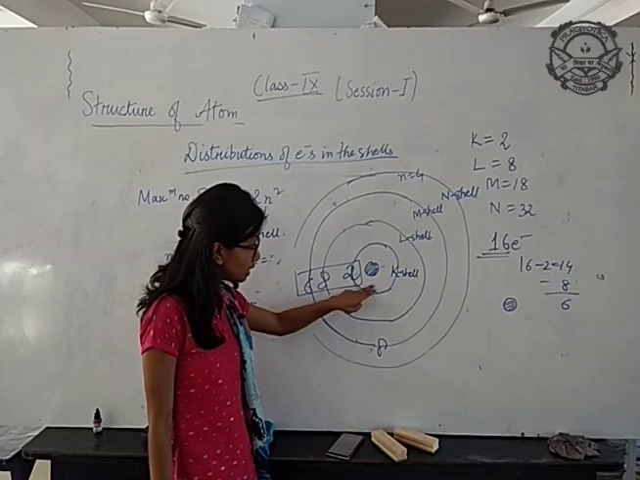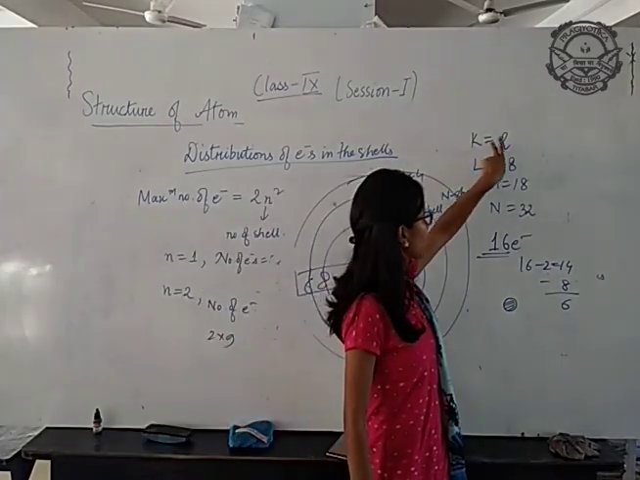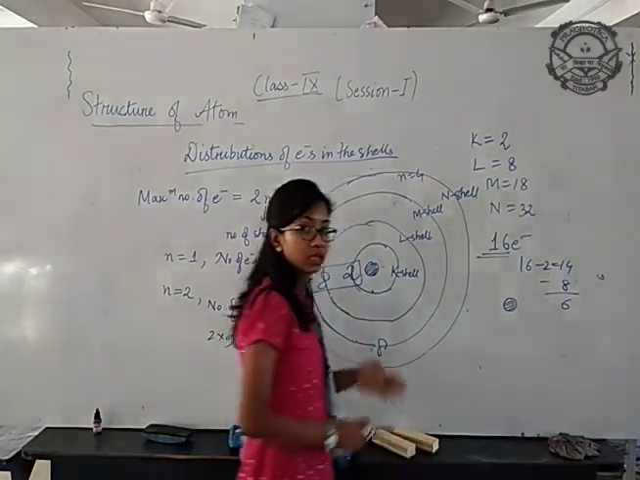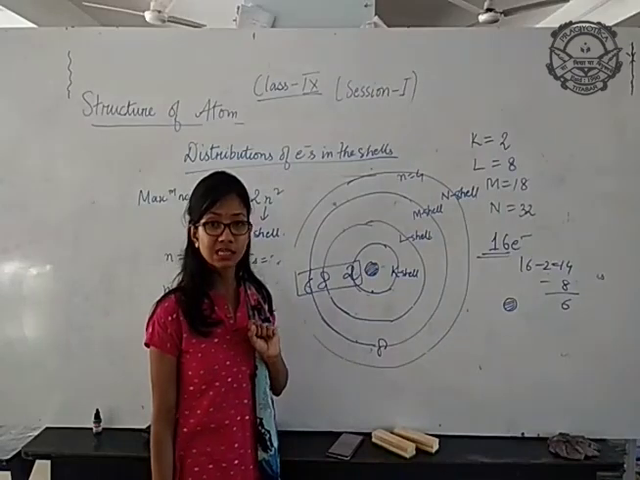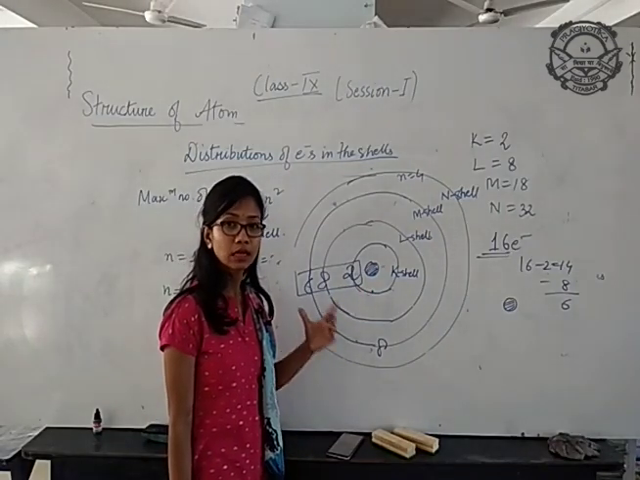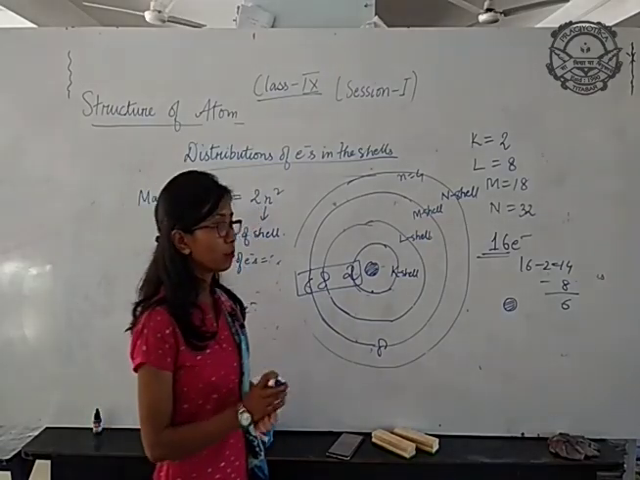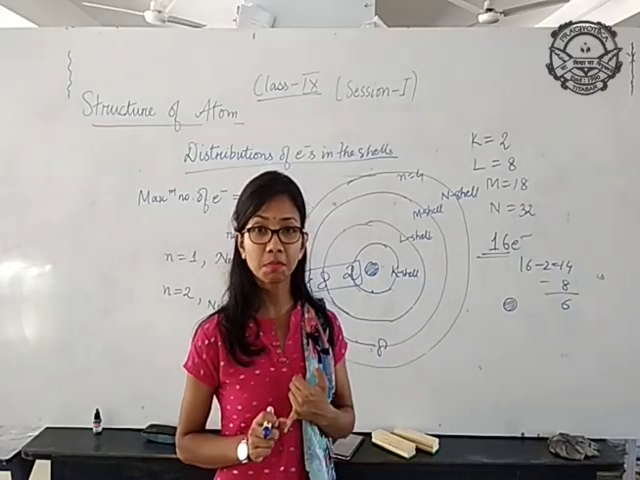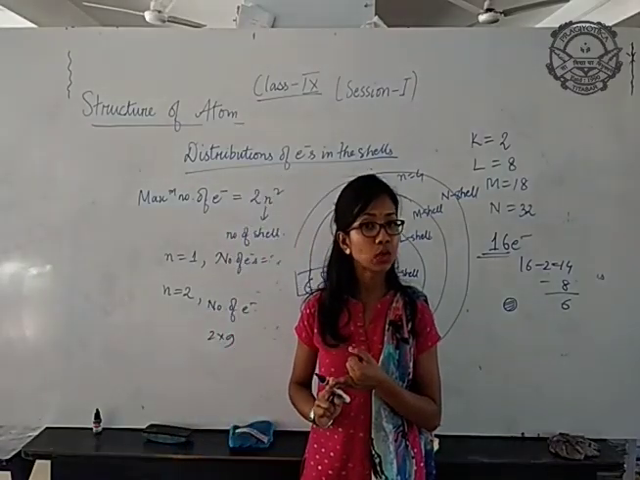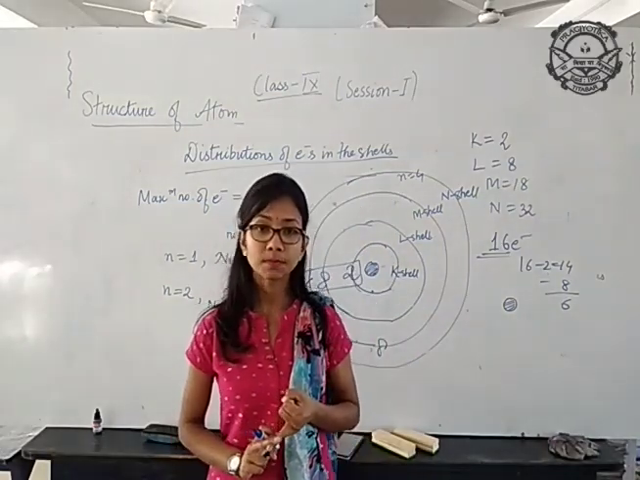From the inner orbits, unless and until these numbers, K equal to 2, L equal to 8, M equal to 18, N equal to 32, are fulfilled in the inner orbits, we cannot accommodate 8 electrons in the outermost orbit. I think I am clear to you. These 3 are the points. The first point, you have to write: the maximum number of electrons present in an orbit is equal to 2n square.